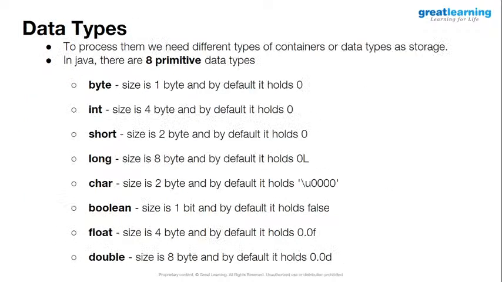Shift is done. Right now we come to the data types. There are 8 types of primitive data types. What are they? Byte. So byte contains a size of 1 byte, right?